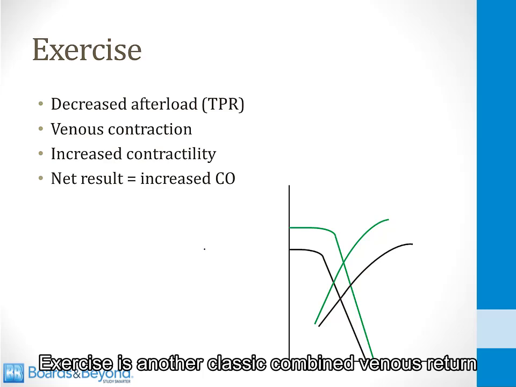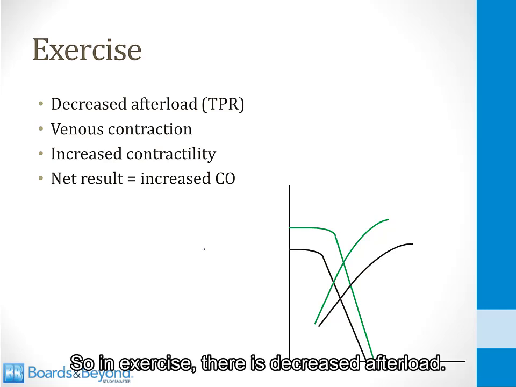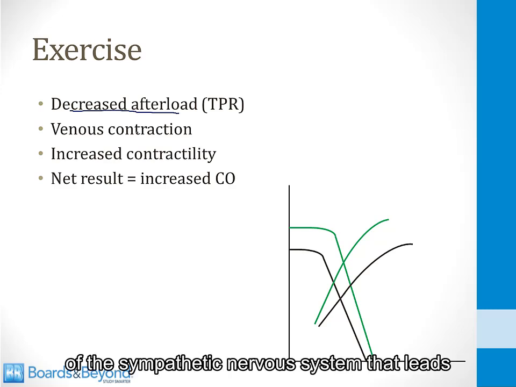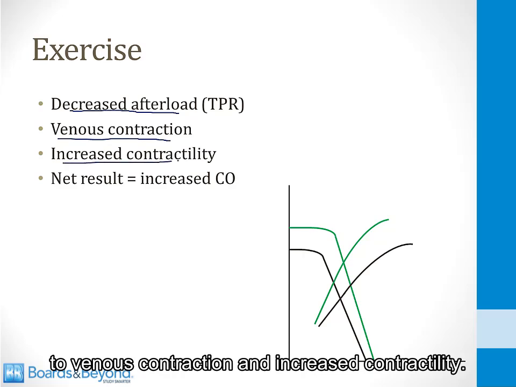Exercise is another classic combined venous return and Starling curve. So in exercise, there is decreased afterload. I explained the mechanism of this in the video on cardiac physiology. In addition, there is activation of the sympathetic nervous system that leads to venous contraction and increased contractility.